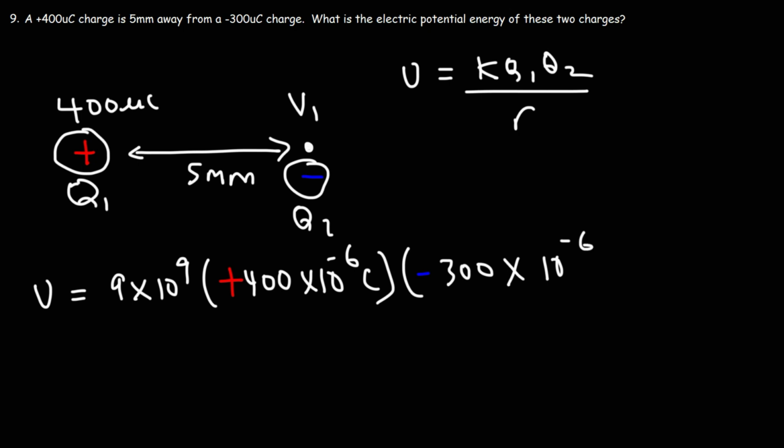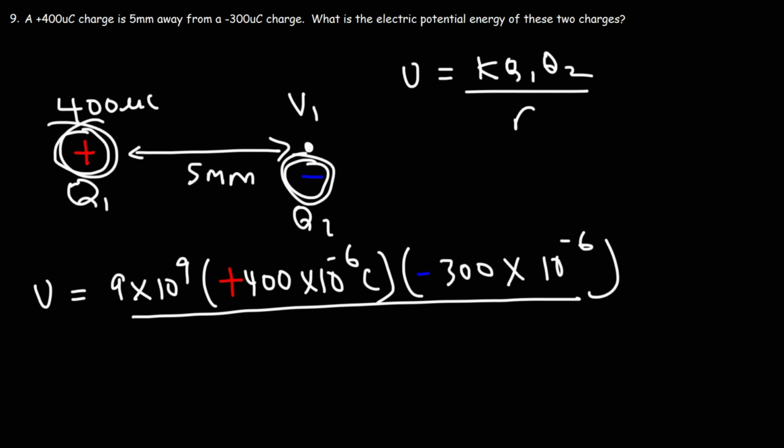The electric potential energy can be positive or negative. If you have two charges with opposite signs next to each other, the electric potential energy will be negative. If you have two charges with the same sign, be it both positive or both negative, then the electric potential energy of that system will be positive. And then we have R. R is 5 millimeters, or 0.05 meters. So now let's go ahead and plug everything in.